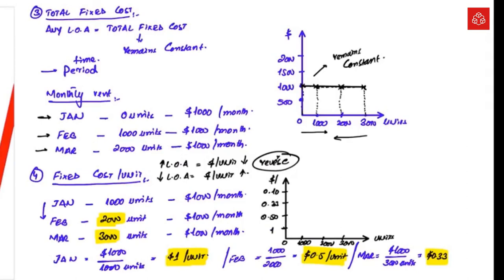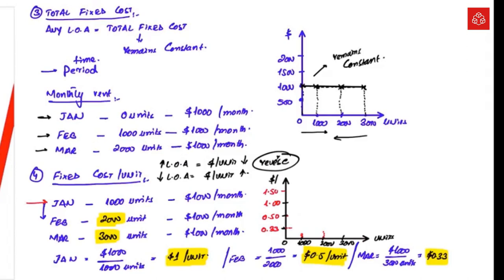We haven't calculated for zero level of activity, but if we are going to produce for January, for example, 1,000 units, the fixed cost per unit will be $1. So this will be the point. I started from the bigger number, so I need to start with a smaller number. So obviously zero, then 0.33, then 0.50, then 1.00 and 1.50.